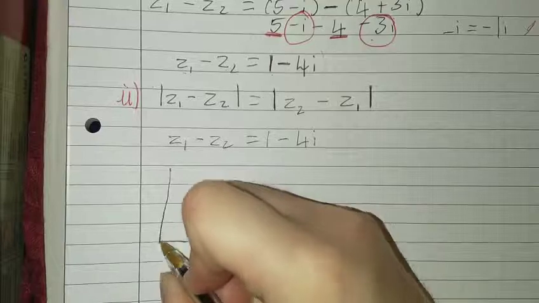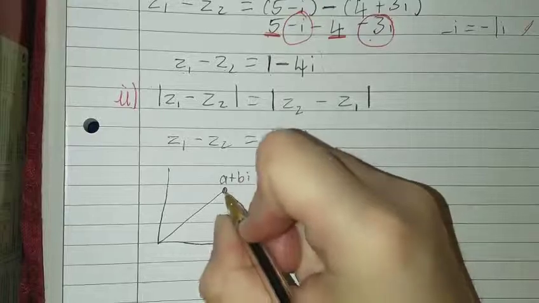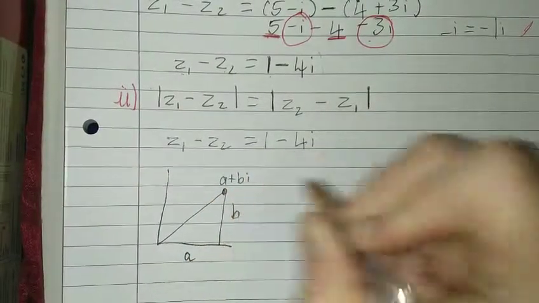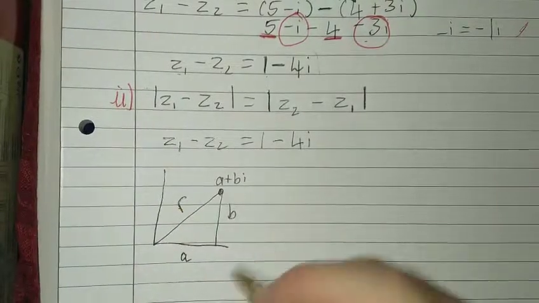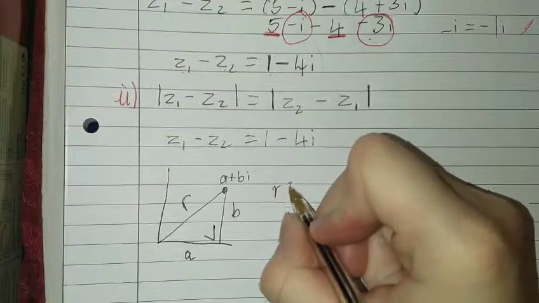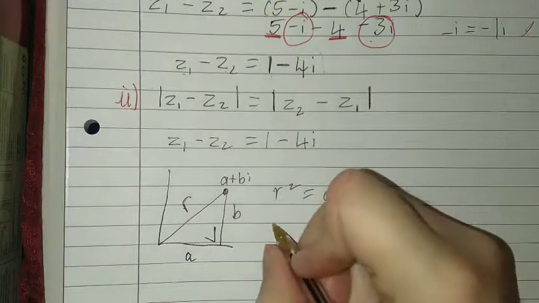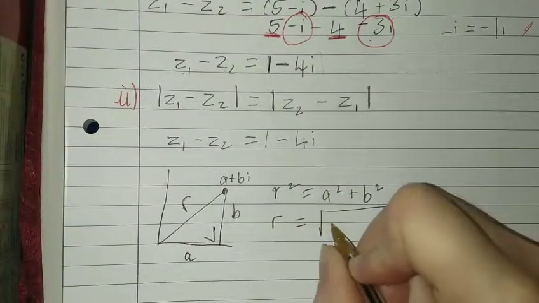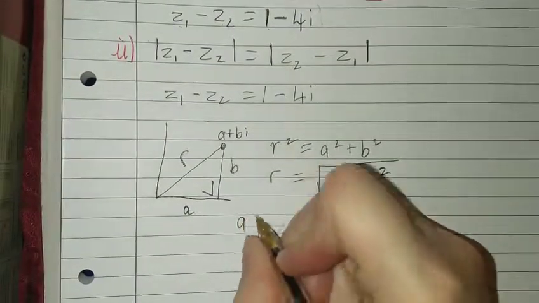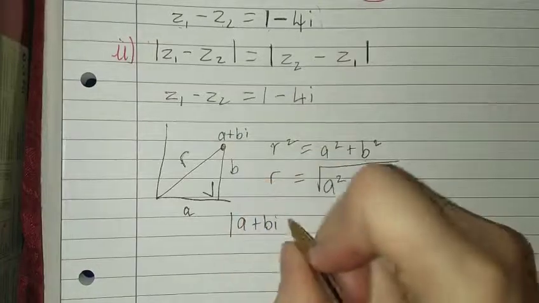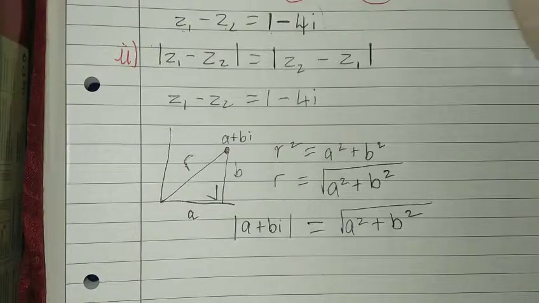So the modulus means the distance from the origin. I'll just go through it quickly. Say if I had a complex number and it was a plus bi. So it went across a and up b. Say we'll call this distance from the origin r. So if I wanted to get that distance r, I could use Pythagoras, and r squared is equal to a squared plus b squared. But if I didn't want r squared, I just wanted r, the modulus, it'd be the square root of a squared plus b squared. So if I have a complex number a plus bi, the modulus of that is equal to the square root of a squared plus b squared.